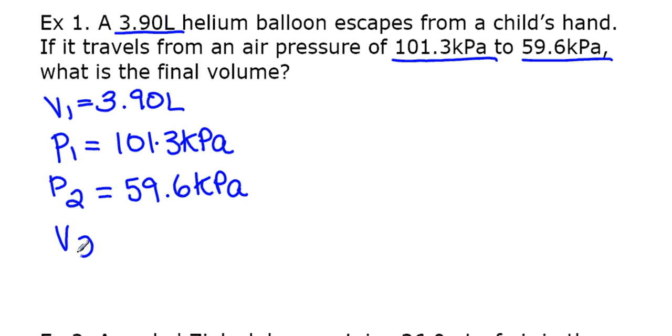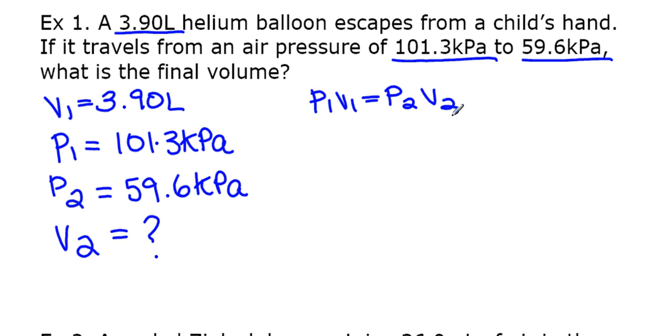We want to know what the final volume is, so that's our unknown. When we look at our variables here, V1, P1, P2, and V2, which one of the three laws that we just saw matches with those variables? You should be able to see that Boyle's law is the one that we need. So that's P1 V1 is equal to P2 V2.